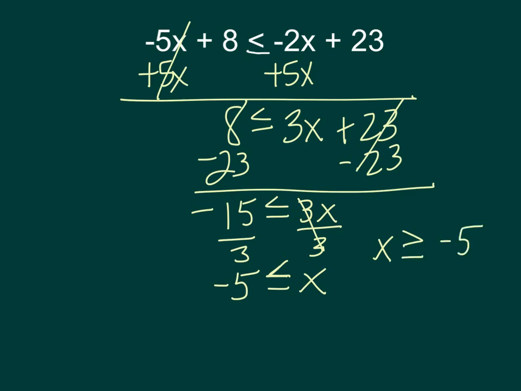Then I'm going to draw my line. I'm going to place a negative 5 on there. Because it is equal to, I'm going to put a closed dot shaded in. And the arrow points to the right, so I'm going to shade to the right because it's all numbers greater than or equal to negative 5. Let's take a look at an example.